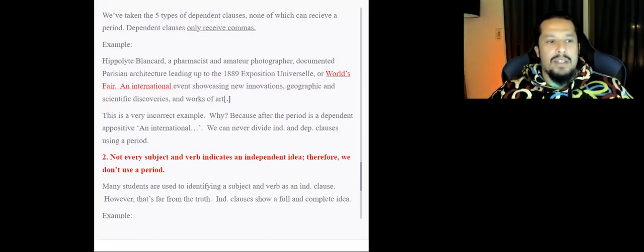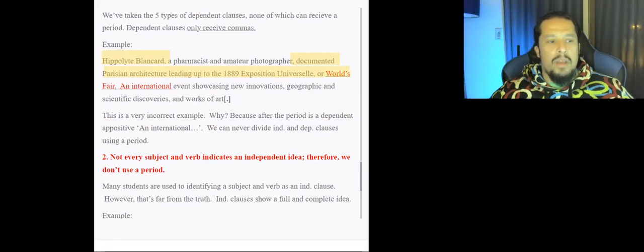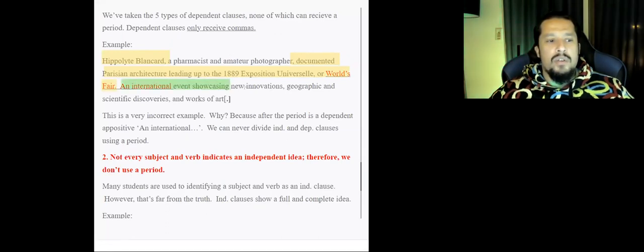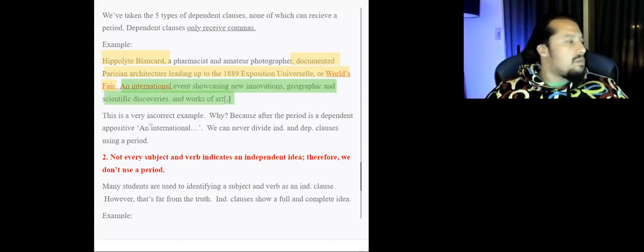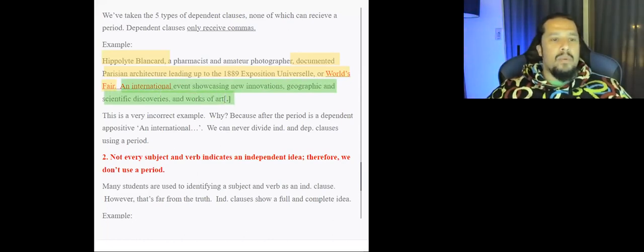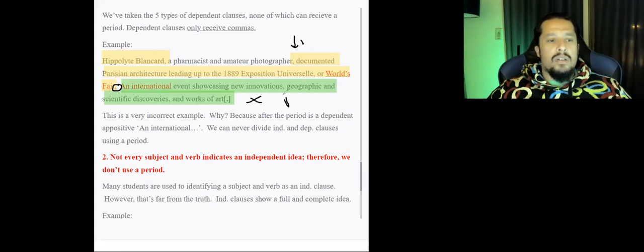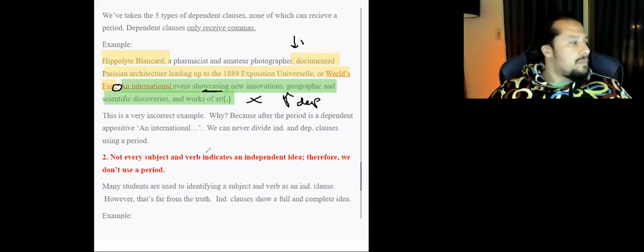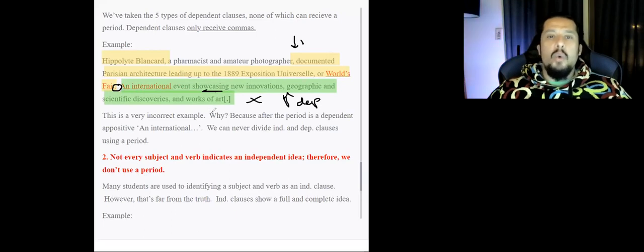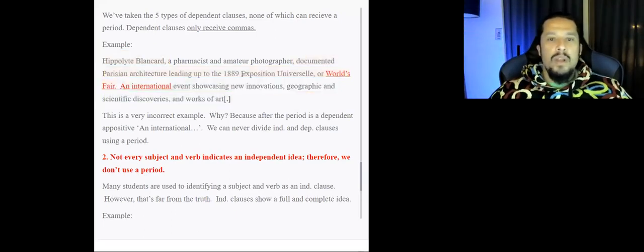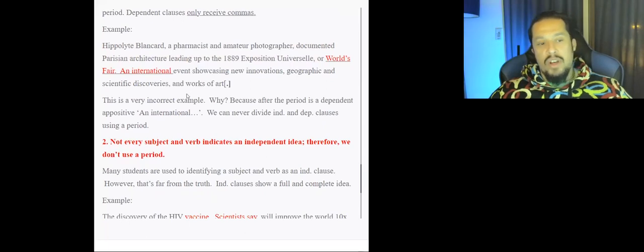What do you think of this new highlighter? So that's the independent idea, right? Blah blah blah, a lot of text. Okay, the independent one in yellow. Now look back in green: an international event showcasing new innovations, geographic and scientific discoveries, and the work of art, right? See, here in this example, the period is wrong. Why? Yellow is independent, green is dependent. There's no verb. So don't be tricked, right? Don't play yourself. And if you're watching the video, I know I need to fix my hair. Sorry about that.